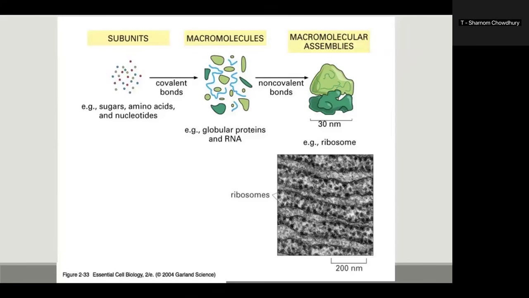So the basic premise of macromolecules: you have different subunits, which are sugars, amino acids, nucleotides. They form covalent bonds with one another, creating macromolecules, which are your proteins, RNA, DNA, carbohydrates, etc. And then eventually, these macromolecules can combine with other macromolecules to form macromolecular assemblies, such as a ribosome.